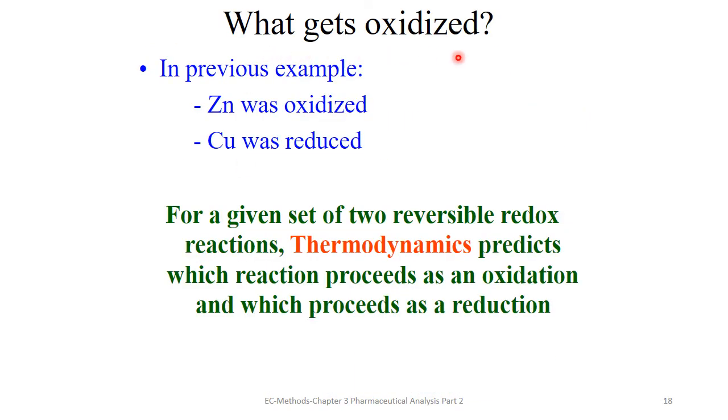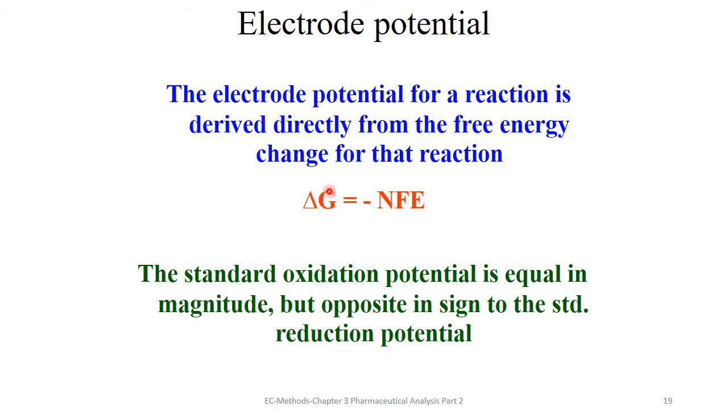What gets oxidized? In the previous example, zinc was oxidized and copper was reduced. For a given set of two reversible redox reactions, thermodynamics predicts which reaction proceeds as an oxidation and which proceeds as a reduction reaction. So, electrode potential. The electrode potential for a reaction is derived directly from the free energy change for the reaction, as shown from this equation. The standard oxidation potential is equal in magnitude but opposite in sign to the standard reduction potential.